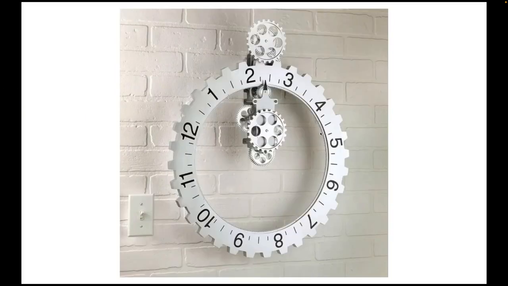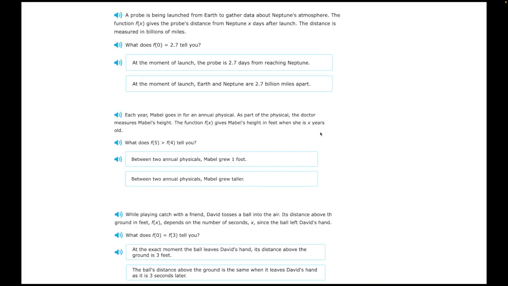All right, here's our cool clock for today, which means that it's time for you to practice what you just learned. Go ahead and pause the video and try these 3 problems on your own. And when you're ready, you can unpause the video and we'll check your answers. Okay, now that you've had time to work these problems, let's check your solutions.